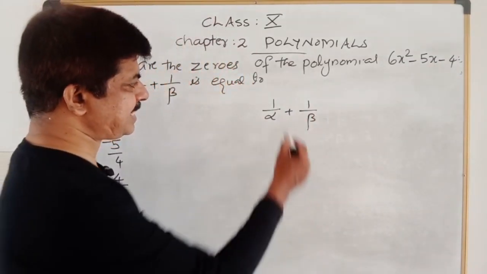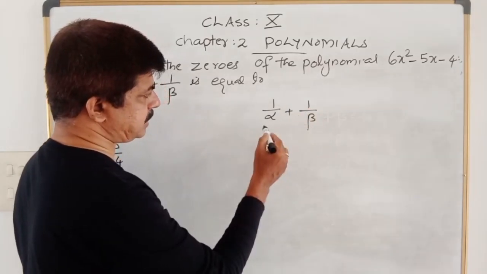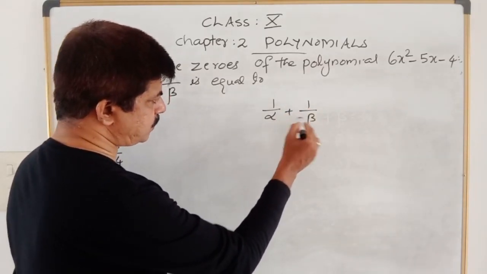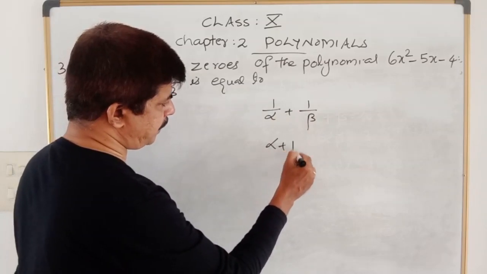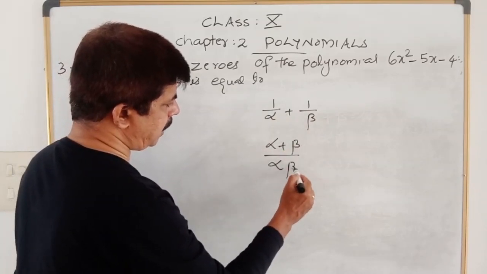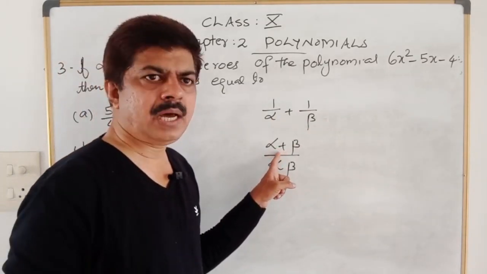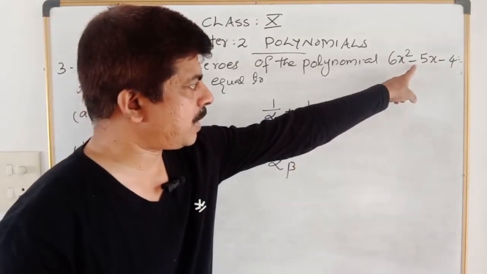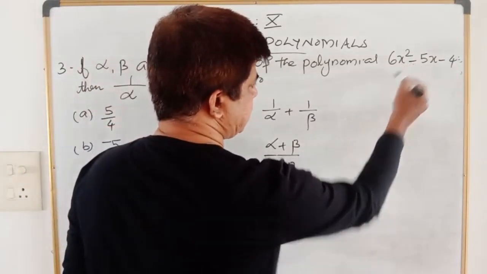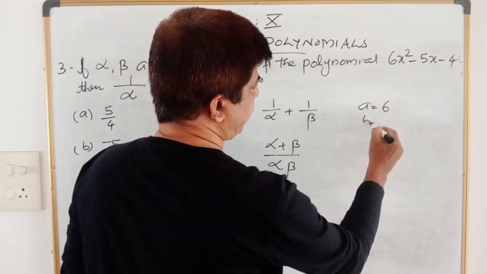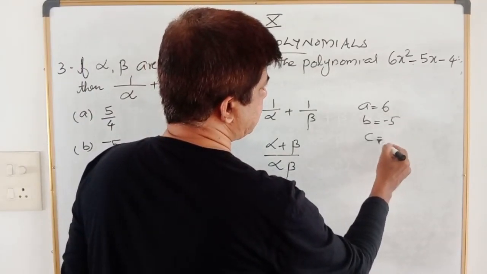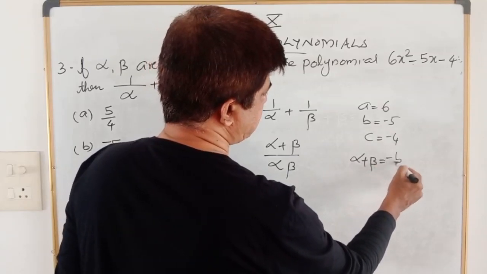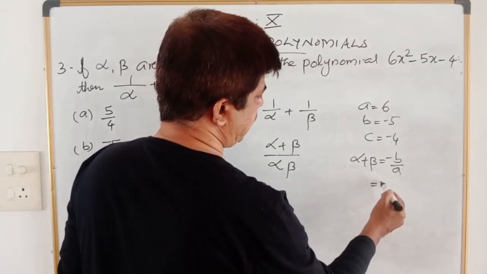What is the easy method? Just let us cross multiply this. While cross multiplying, what will we get? Alpha plus beta by alpha beta. We know the numerator, alpha plus beta, means the sum of the zeros of the polynomial. What is alpha plus beta here? Let's see. Here a is 6, b is negative 5, c is negative 4. We can find out alpha plus beta.